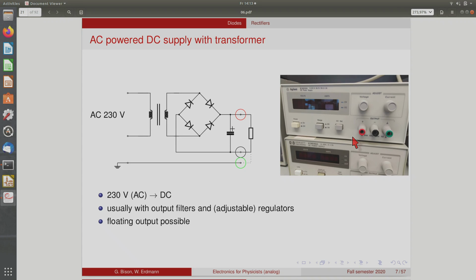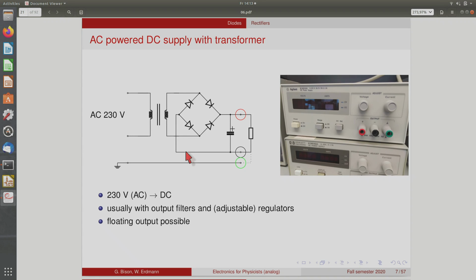The catch is that it's not defined what kind of potential you find at the output, and so there is often some kind of protection here that makes sure that this voltage does not go too far away from ground. But that's only a safety measure.